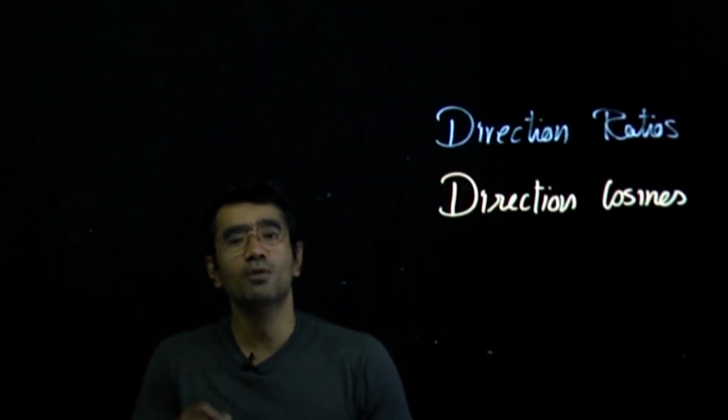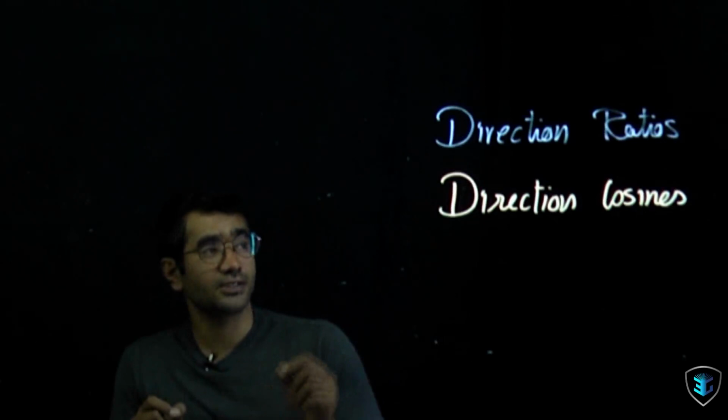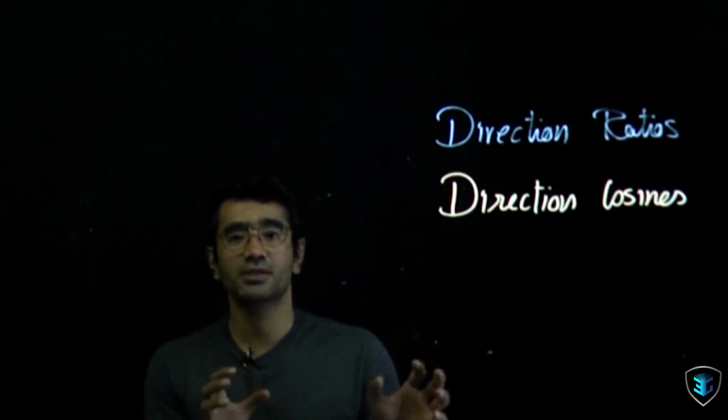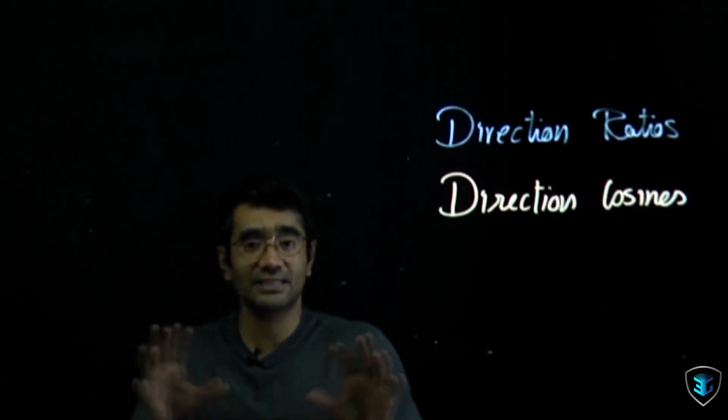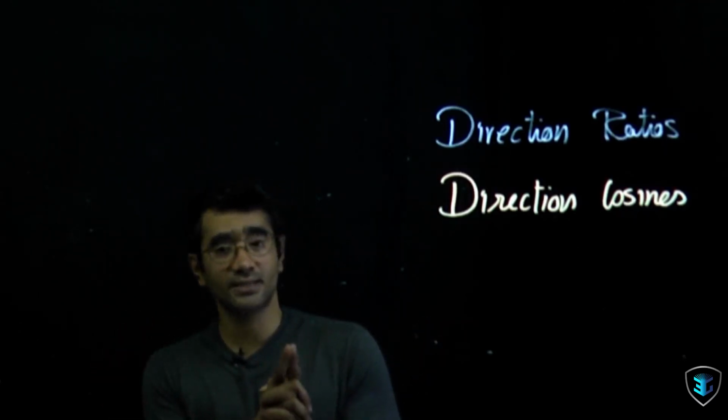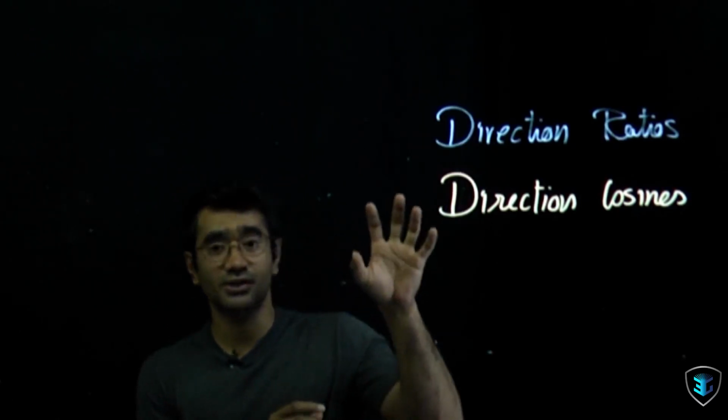Hey guys, let's talk about two very important terminologies, that is direction ratios and direction cosines. These are the parameters which will define or distinguish or differentiate between two vectors. It's really important to understand this. Let's go ahead and try to understand what direction ratios are.